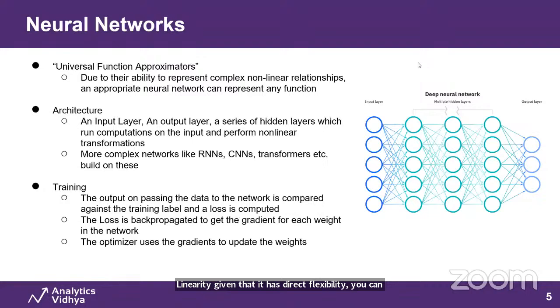Function, given that you build a good network. So there's no restriction as such. You can approximate any function of your choice. So generally, how does a neural network look?